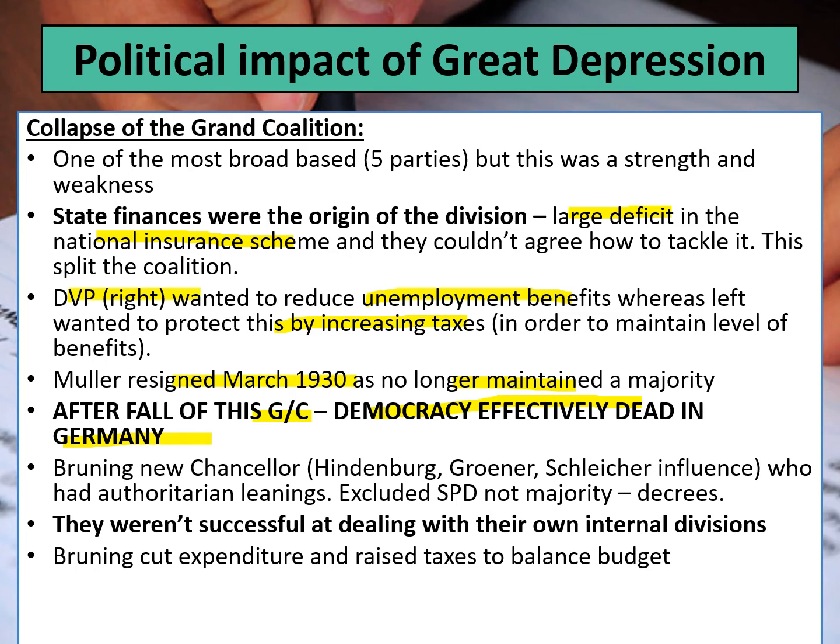So Müller has quit, and Brüning becomes the new chancellor, and this is because of the influence of elites, people like Hindenburg and Schleicher, who have basically been convinced that Brüning will be able to start a more authoritarian rule. They also excluded the SPD, remember, who had been the leaders of the Grand Coalition, and the SPD are no longer part of the government.